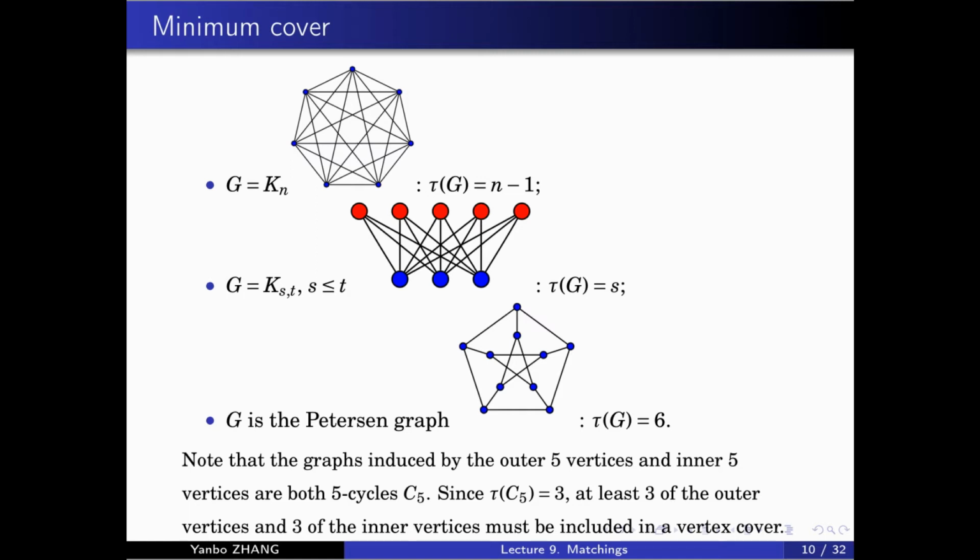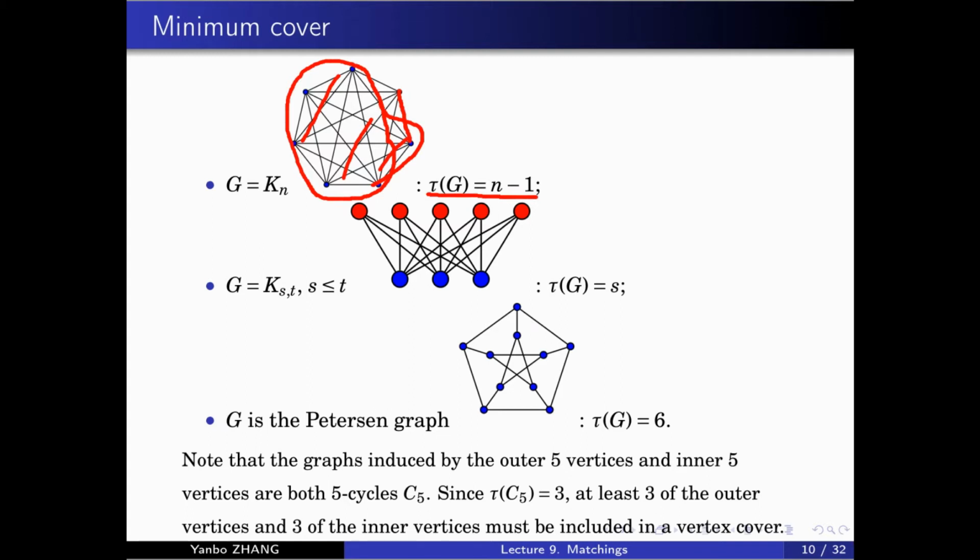In a complete graph Kn, if we delete n-2 vertices from Kn, there is still an edge in the remaining 2 vertices. So to get an empty graph, we need to delete at least n-1 vertices. Thus, tau(Kn) equals n-1.